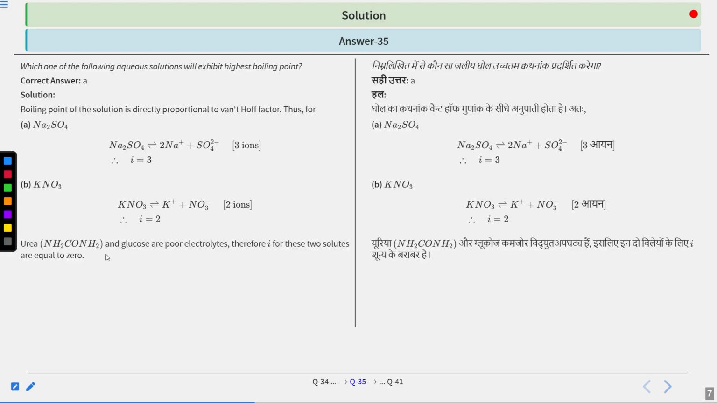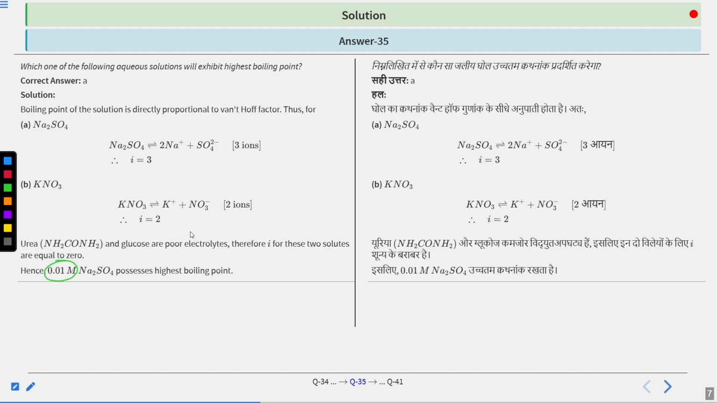And if you are not taking i, then you can take the value of i as 0, which means it has no sense in that. The way you understand is the answer you get, right? So is this thing clear to you? Now, 0.001 Na2SO4 possesses the highest boiling point. It is clear because it has the highest what? It has the highest molarity, plus the number of particles furnished by one molecule is also more, that is 3. Moving on to the next question.